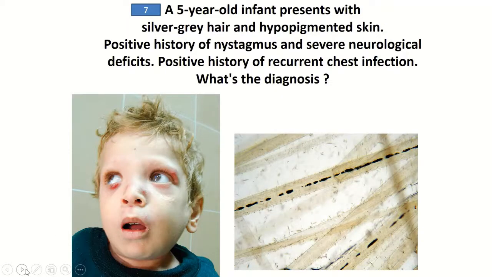Question 7. A 5-year-old infant presents with silvery gray hair and hypopigmented skin, positive history of nystagmus and severe neurological deficits, positive history of recurrent chest infection. What's the diagnosis? In a patient with silvery hair, the most common diagnoses that come to mind are Chediak-Higashi syndrome, Griscelli, and Elejalde syndrome. You may recall Hermansky-Pudlak, but that is not the case.